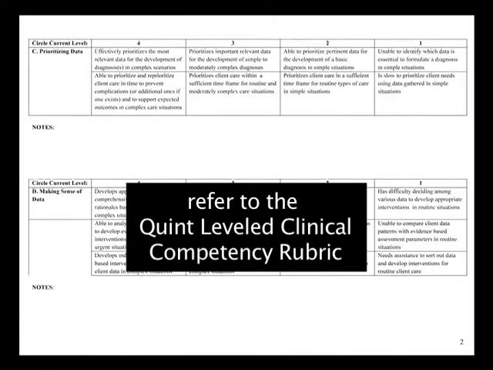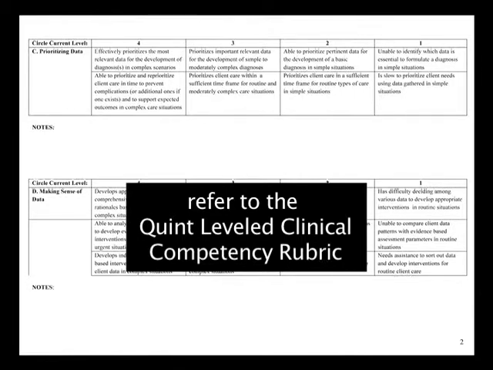In the area of prioritizing data, I'm going to indicate a score of 3 for the first item. Prioritized important, relevant data for the development of simple to moderately complex diagnoses because the student identified the transfusion reaction based on the assessment data. I am also going to indicate a score of 3 on the second item because the student prioritized care appropriately, specifically stopping the transfusion and starting normal saline. So for this area, the overall score is a 3.